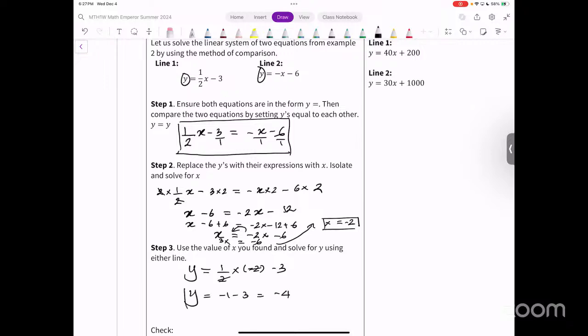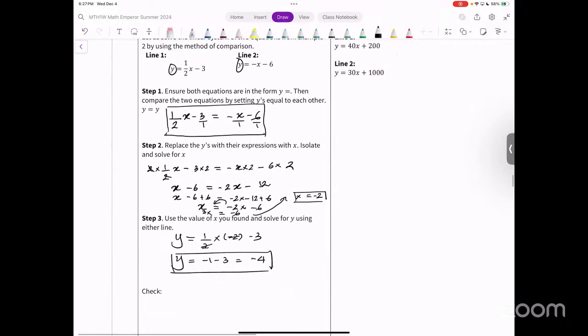Negative 4. Are you just following that, what we're doing? Yeah. Now check. How do I check it? Let's check line 1. Y is equal to 1/2 of x, with x as negative 2, minus 3. So negative 1 minus 3, negative 4. And we got that checked.